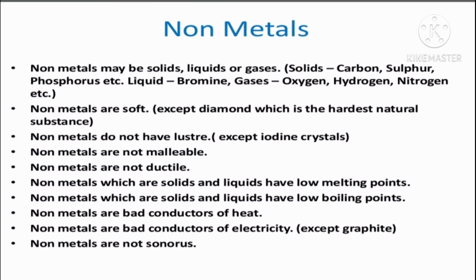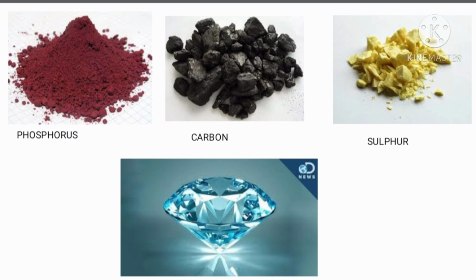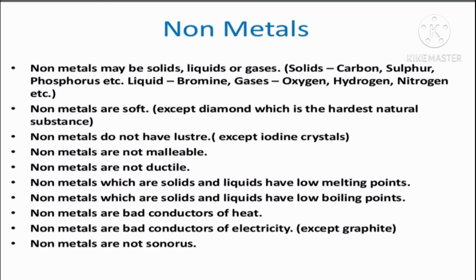Dear students, if you have noticed, when we talk about any utensils, the utensil is made up of metal, but its handle is made up of plastic. That is what we know, that plastics are not good conductors of heat and electricity. That is why the handles of the utensils are made up of plastic.